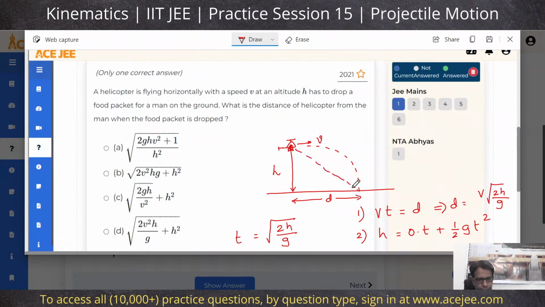Exactly? I mean, see, initially I also thought that they are interested in D. They're not talking about the horizontal distance, they're talking about the overall distance, square root of h square plus d square. Okay? Yes.